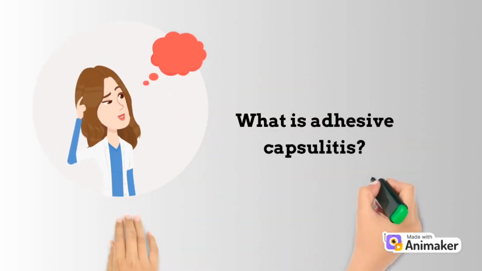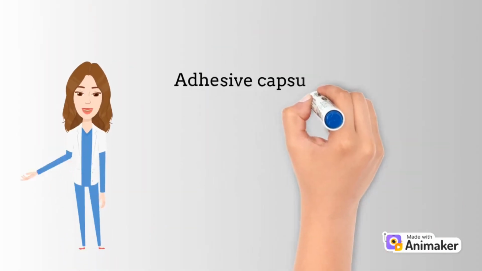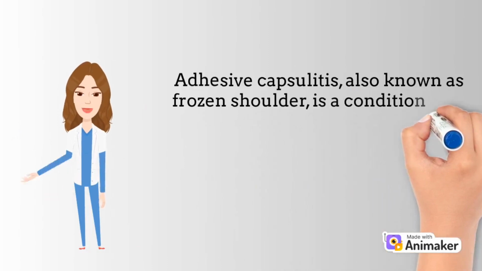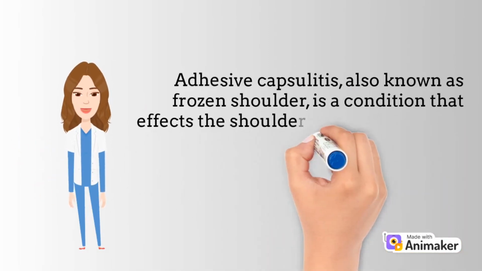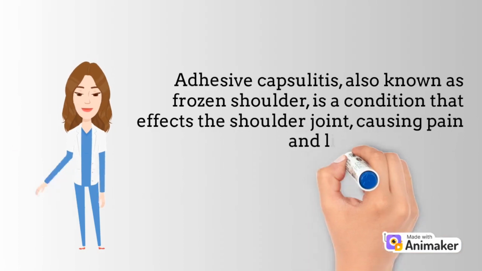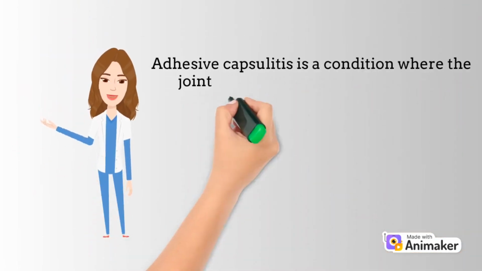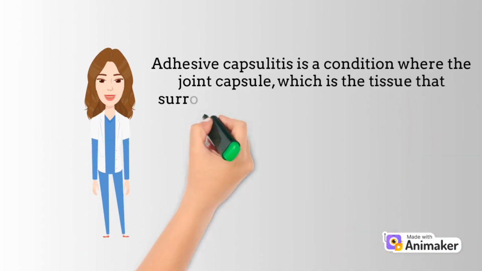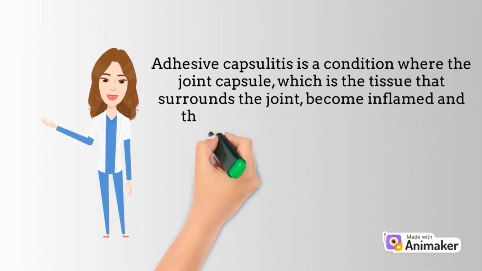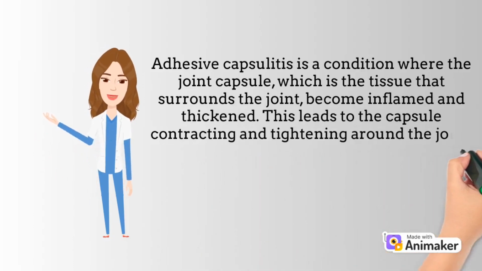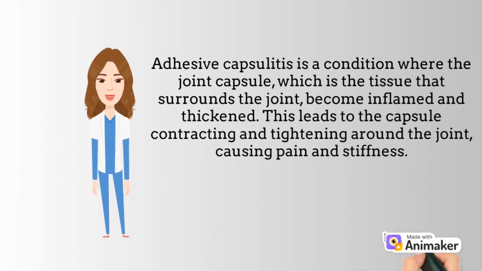What is adhesive capsulitis? Adhesive capsulitis, also known as frozen shoulder, is a condition that affects the shoulder joint, causing pain and limited mobility. Adhesive capsulitis is a condition where the shoulder capsule, which is the tissue that surrounds the joint, becomes inflamed and thickened. This leads to the capsule contracting and tightening around the joint, causing pain and stiffness.